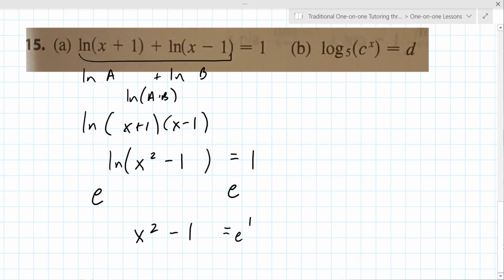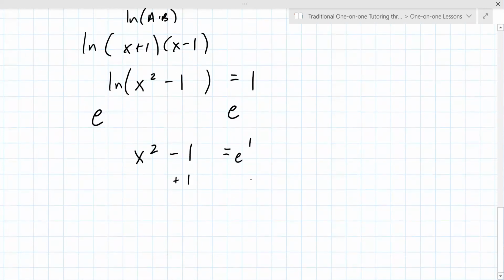Again, you're solving for x. So you add 1 to both sides. x squared equals e plus 1. And then you take a square root. x equals plus or minus the square root of e plus 1. But you have to check for extraneous solutions.